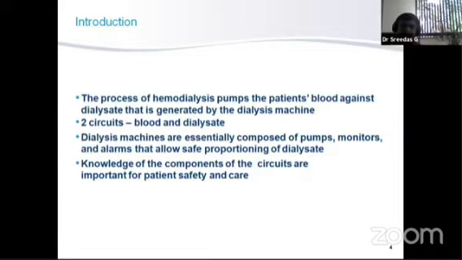So the dialysis machine basically sucks blood from the patient's blood vessel and pumps it to the interface where it comes into contact with the dialysate and does the dialysis and ultrafiltration and returns it back. So knowledge of the components of the circuit, both the blood circuit as well as the dialysate circuit, is important for patient safety and care. And all the DPs should know the basics of the dialysis circuit.